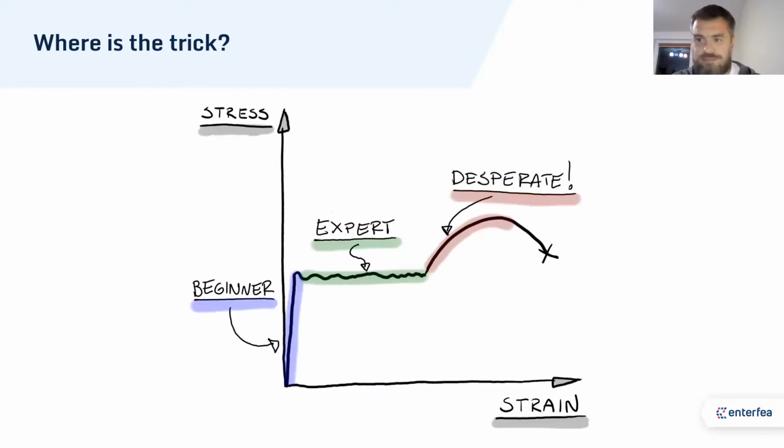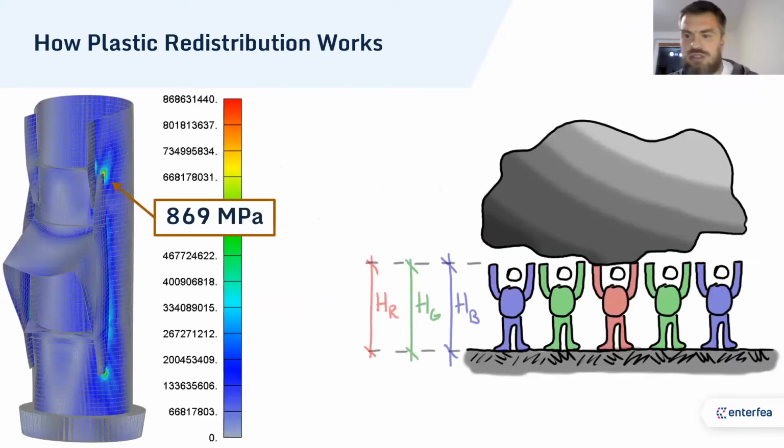And I remember that the professor that taught me steel structures always divided the curve into 3 parts. The linear part is for beginners, then the plastic plateau is for the experts, and the strengthening afterwards is for people who are desperate. Because usually very little lies in this portion of the curve. So it's a very funny joke, at least to me.